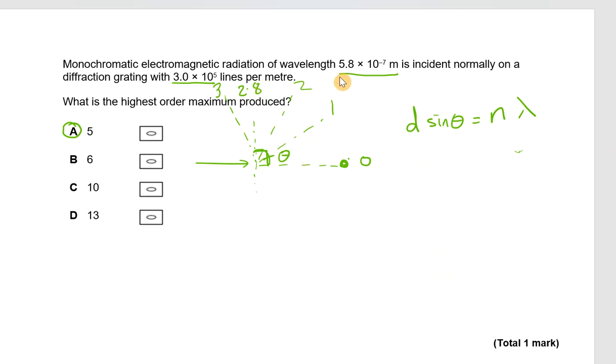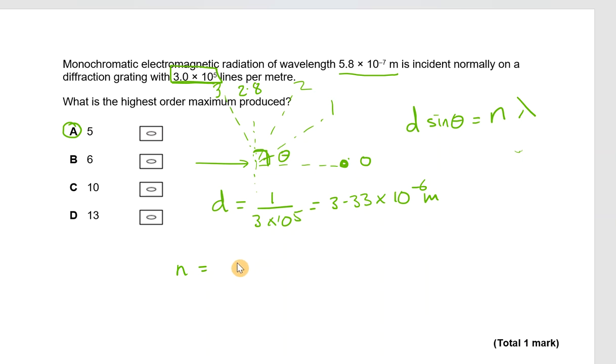Okay, slight problem is they haven't given us the spacing between the lines. They've told us how many lines there are per meter. So the first thing we need to do is work out the spacing of the lines, which is going to be 1 over the number of lines per meter. Put that into my calculator and I get an answer of 3.33 times 10 to the minus 6 meters between each line.